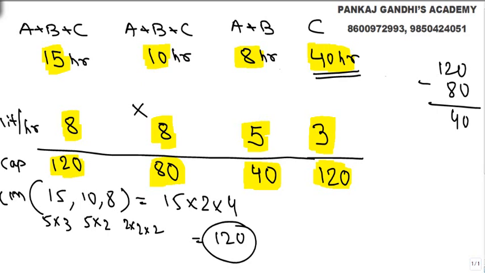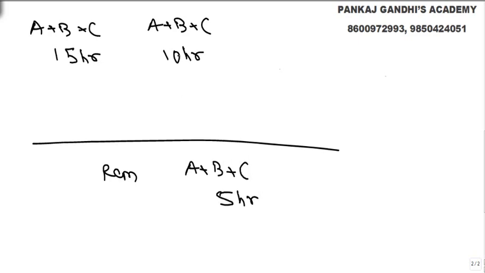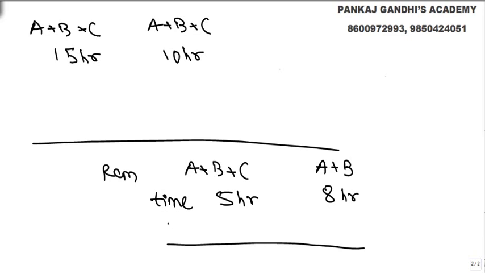Now, there are so many ways of doing it. Let's check out another. Once the concepts are clear, ABC in 15 hours they fill the tank. Now, they were only open for 10 hours. So obviously, what all remaining tank is there, ABC could have done in 5 hours, the remaining time, total 15 hours minus 10 hours. But the same remaining tank, A and B filled in 8 hours. Means what ABC can do in 5 hours, A and B do in 8 hours. Same capacity, speed and time are inverse.